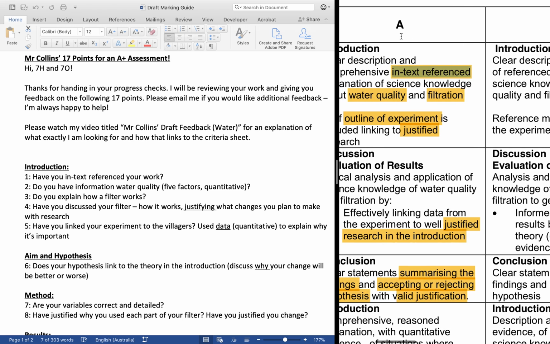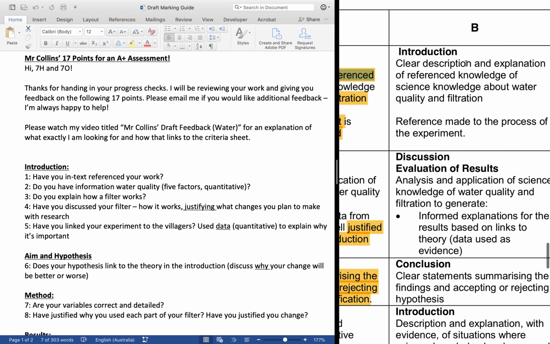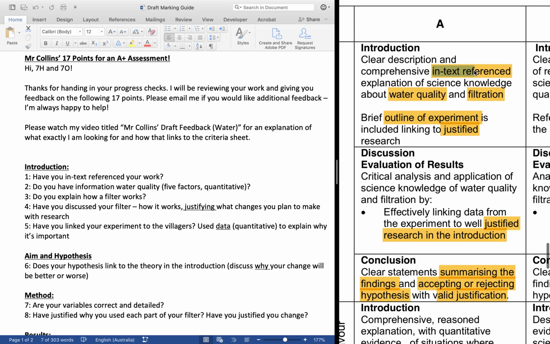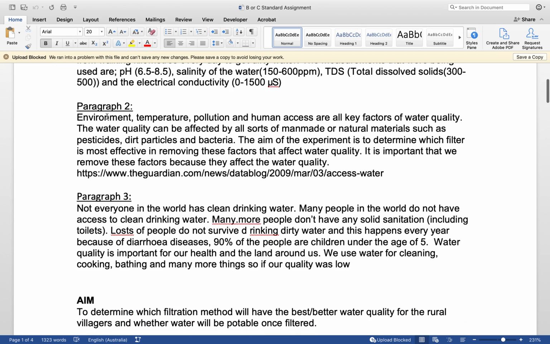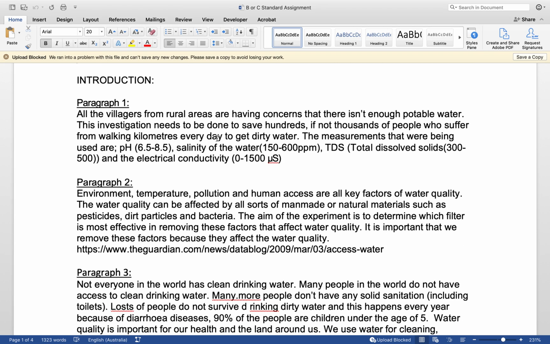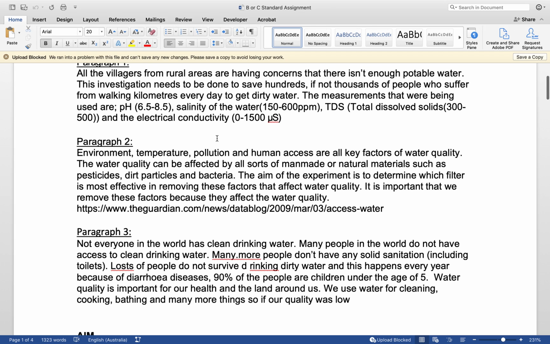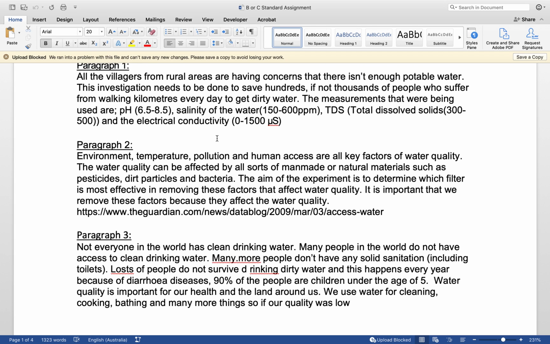That's under the A descriptor. It also says referenced for B. So if you just have a reference list at the end, you can get a B. But if you have in-text references, you will get, for this section at least, an A. Now let's have a look at a B or a C standard. Here's this student's introduction. Now, none of this is one student's work. This is all snippets from probably 20 or 30 different students, and some of it I wrote myself.